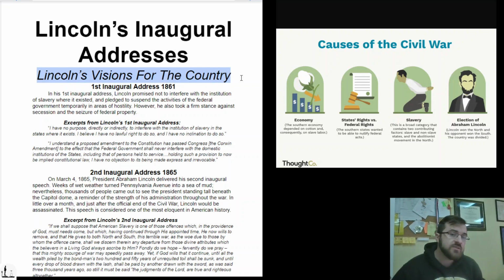And these were Lincoln's visions for the country. This is how he saw things going at the time, and this is what he wanted for the country. So there are two. There's his first inaugural address in 1861 at the beginning of the Civil War, and then there's his second inaugural address towards the very end of the American Civil War. And they're quite different, so we're going to be looking at these.